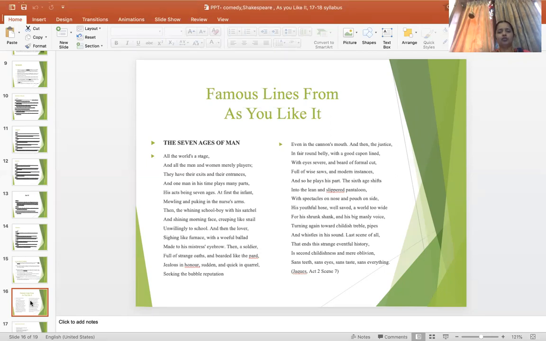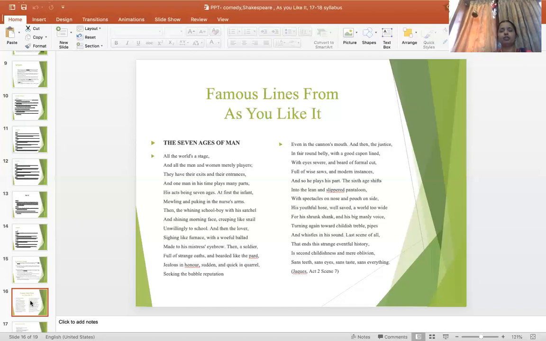So first one is infant stage, next one is schoolboy stage, and the lover stage is third one, fourth one is a soldier, and the fifth one is even in the cannon's mouth, and then the justice in fair round belly with good capon lined, with eyes severe and beard of formal cut, full of wise saws and modern instances, and so he plays his part. That is his fifth part, he getting old. And the sixth age shifts into the lean and slippered pantaloon, with spectacles on nose and pouch on side. His youthful hose well saved, a world too wide for his shrunk shank, his big manly voice turning again toward childish treble.